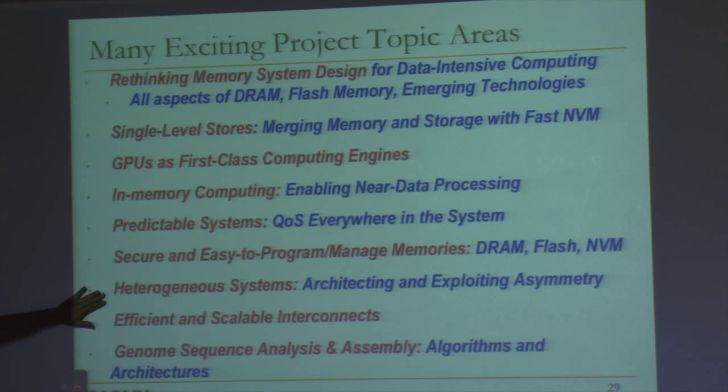Certainly heterogeneous systems, how do you actually manage heterogeneous architectures? GPUs plus CPUs is one of them, but if you have large cores versus small cores, who should execute what, right? How do you actually exploit that to maximize energy and performance? How do you provide enough programming support such that people can program this nicely? Interconnects is another potential direction. So there are many, many potential directions, and this is something that I'm personally interested in. How do you actually design algorithms and architectures for genome sequence analysis and assembly that's aware of the underlying architecture?